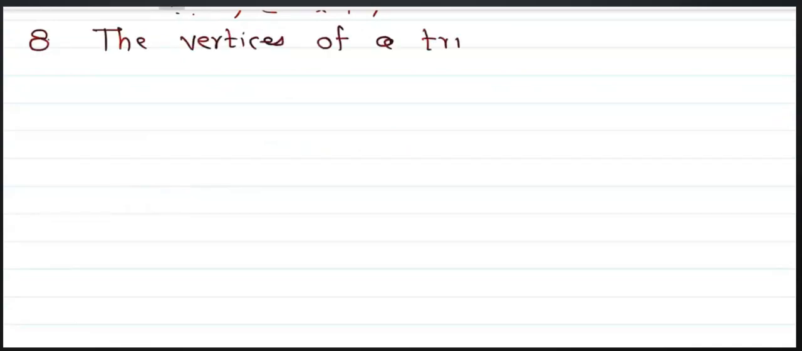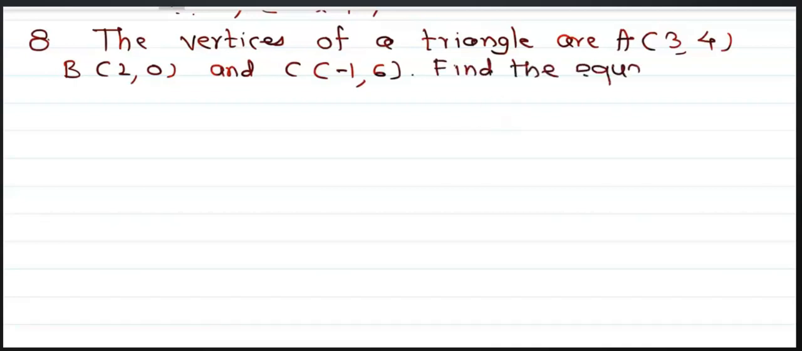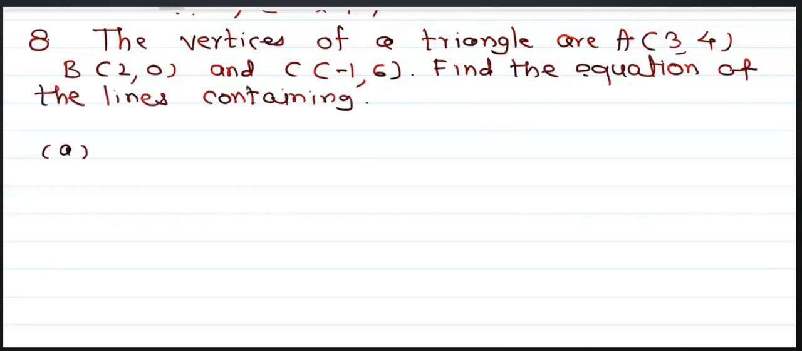Now next, the vertices of the triangle are A(3, 4), B(2, 0), C(minus 1, 6). Find the equation of the line containing the side BC.